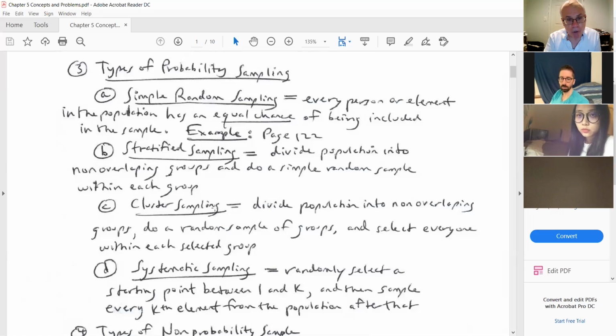Cluster sampling, we also divide the population into non-overlapping groups, but instead of selecting people from every group, what we do is we take a random sample of the groups themselves. And once we have the random sample of the groups, then we select everyone within each selected group.